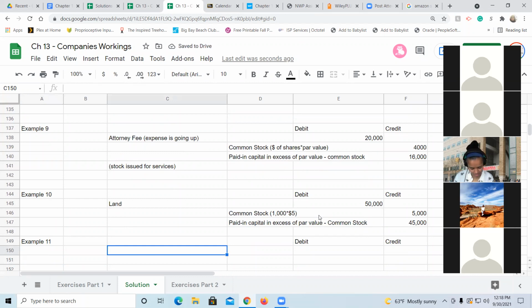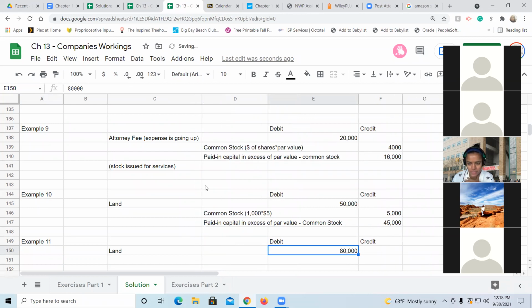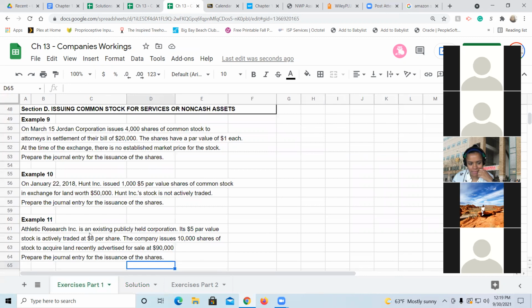So for land, 80,000 will be debited. So you are correct, but can you tell us your thinking around why you chose the 80,000 and not the 90,000? To be honest, I just kind of guessed at it. Okay, guessing is welcomed, and so we can chat about it more. I'll just put ideas in your head, okay? I think what you were looking at was that the company's stock is actively traded, right? Yes. At $8, which means this is a very reliable number that you can use as what the transaction is worth.